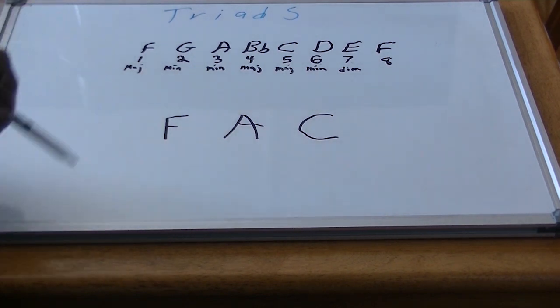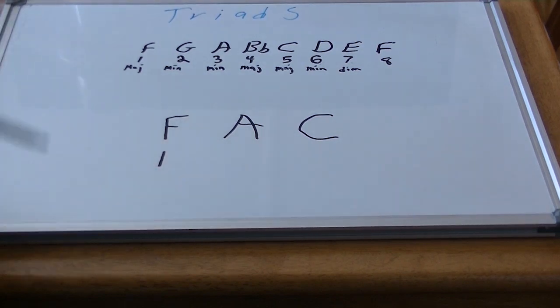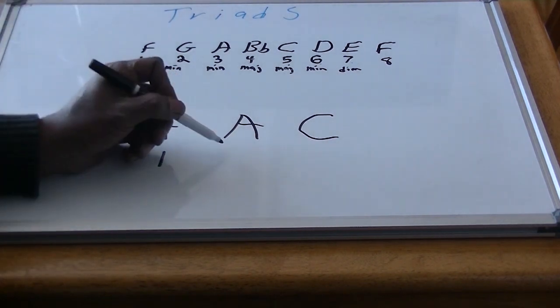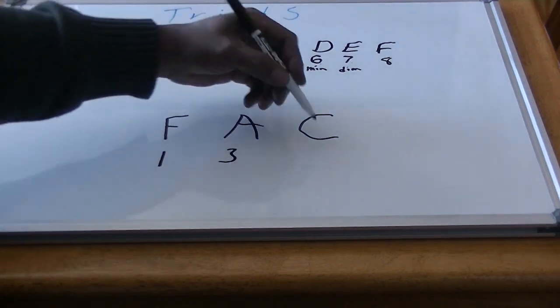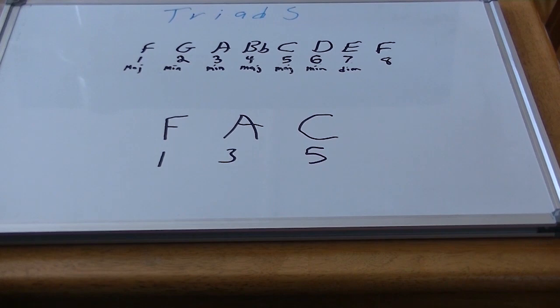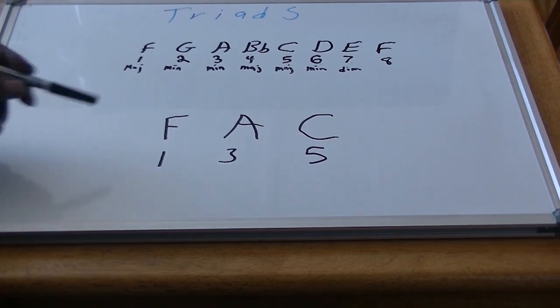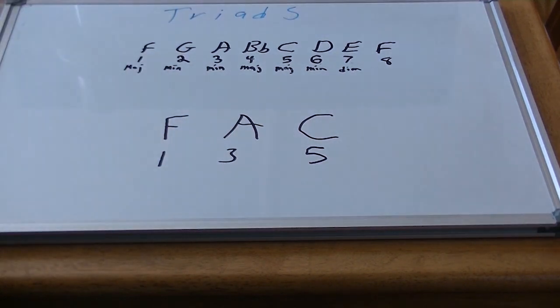The F note is the first note in the scale. And just as I'm sure you're going to see, the root note of the chords will always be the first note in the scale. Now let's look at the A note. The A note is the third note in the scale. And finally, the C note is the fifth note in the scale. So our F major chord consists of the first, third, and fifth notes of the F major scale.